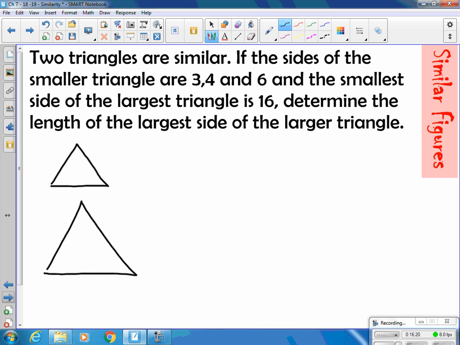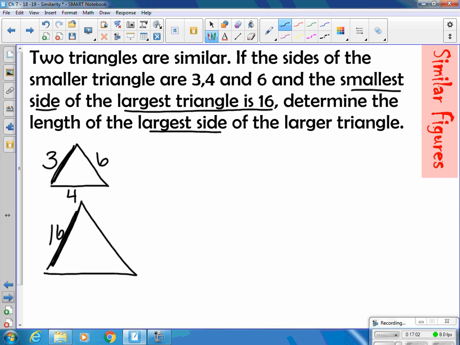Perfect. If the sides of the smaller triangle are 3, 4, and 6. It doesn't really tell me which one's which, but I guess it doesn't matter. I'll call this one 3, this one 4, and this one 6. And the smallest side of the largest triangle is 16. It's going to be specific as to where I put that. What's the smallest side of the smaller triangle? 3. So my 16 is going to have to go in the corresponding spot, which would be down here. That would be 16.